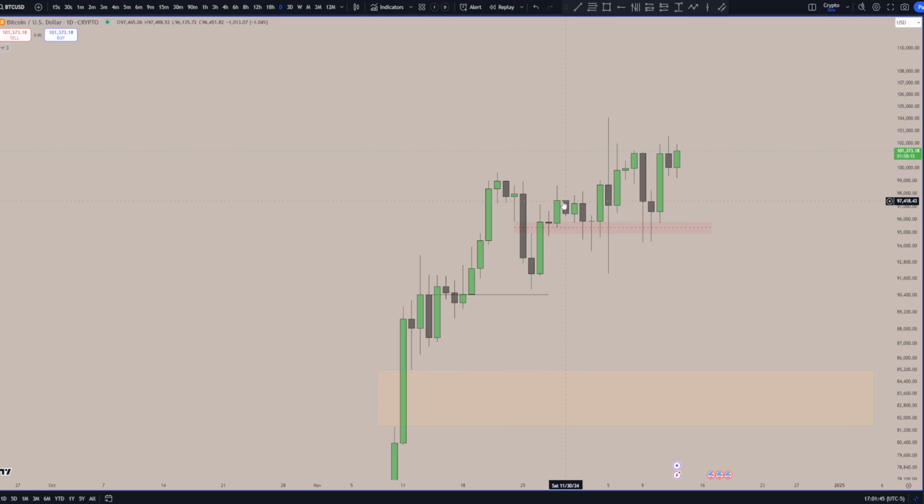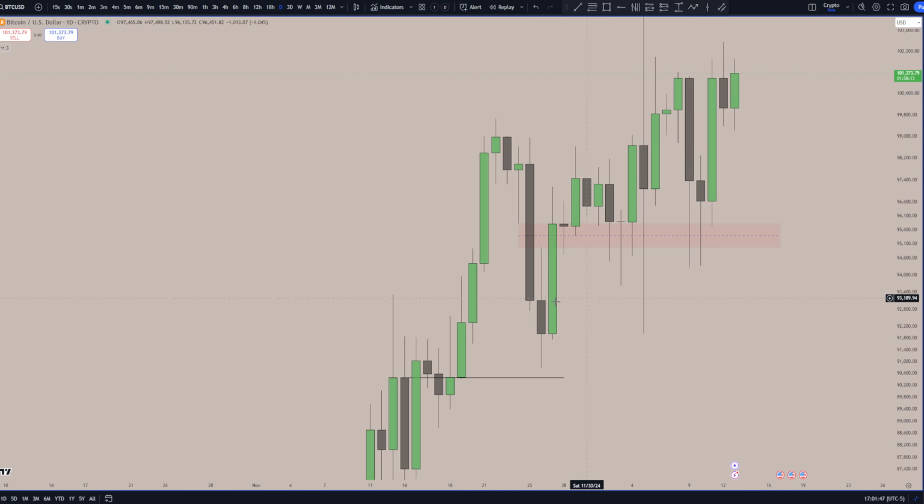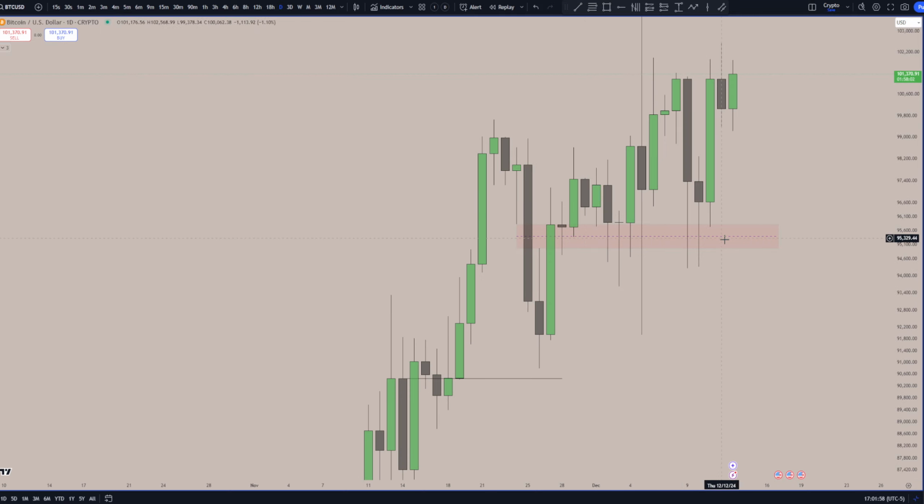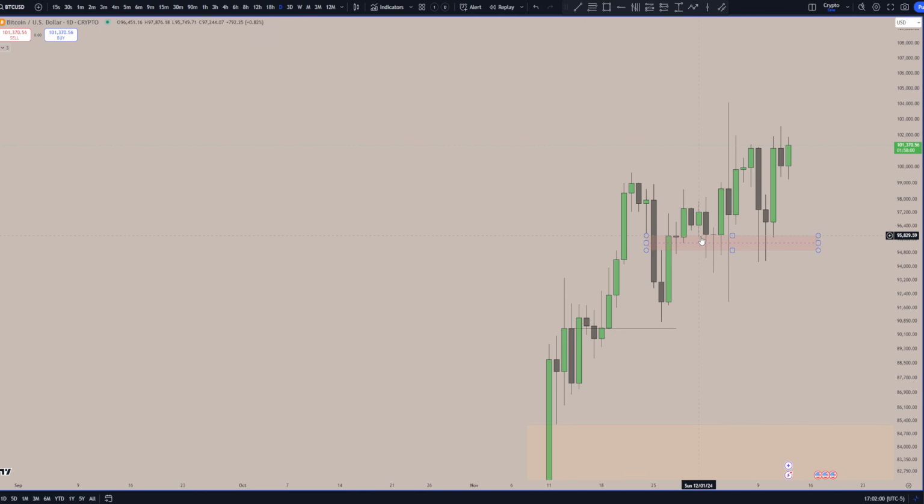We have closed above it. Now, you guys tell me, look at it for yourselves. Has a single body closed below this SIBI? No. This entire range, has a single body closed below it? Absolutely not. That is why it has held. There is no other reason why other than this. This area has been holding.